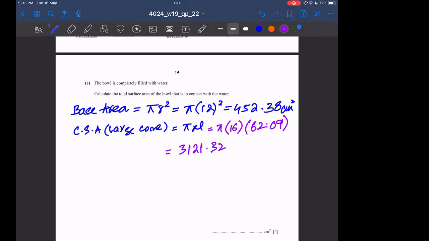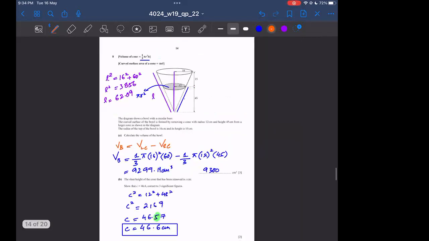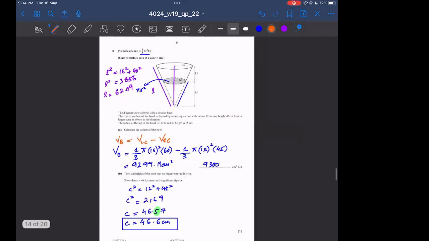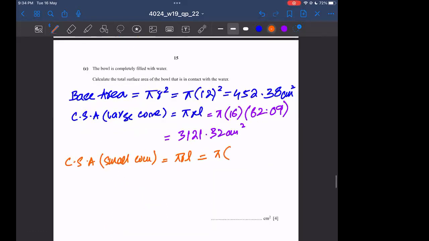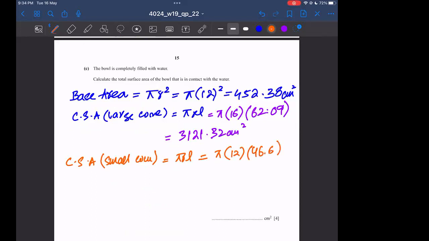(3121.32 centimeter square). Now, what is the curved surface area of the small cone? The curved surface area of the small cone is again going to be pi r L. The pi value, the radius is going to be 12 here. The slant height we already calculated, 46.6. So we get pi into 12 into 46.6.